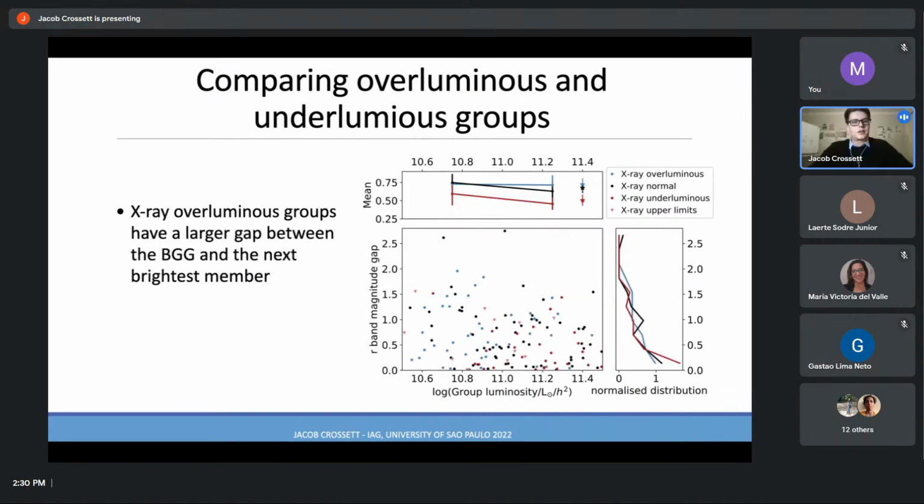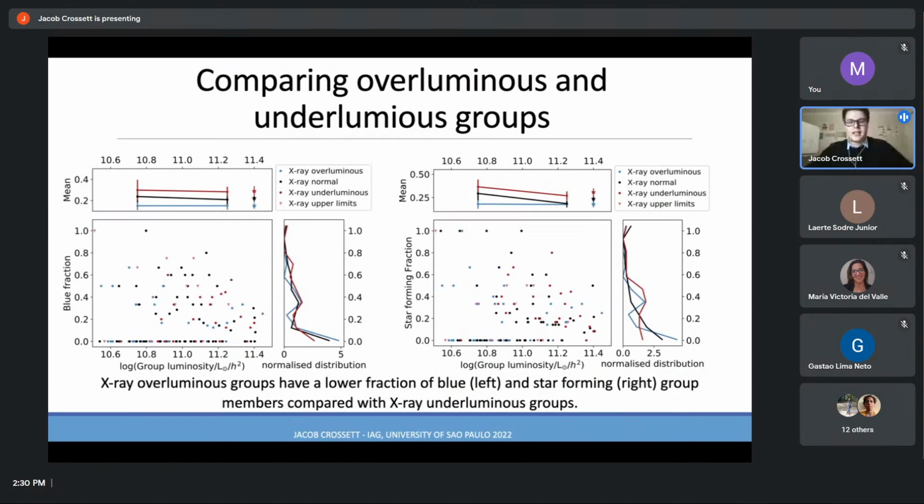Additionally, if we look at the magnitude gap, i.e. how big is the BCG compared to the next galaxy, we find that across the entire sample, seen in the top panel, and a little bit in the distribution on the right, the overluminous groups have a larger central galaxy. So that BGG, the brightest group galaxy, seems to be more dominant in the overluminous groups than the underluminous groups.